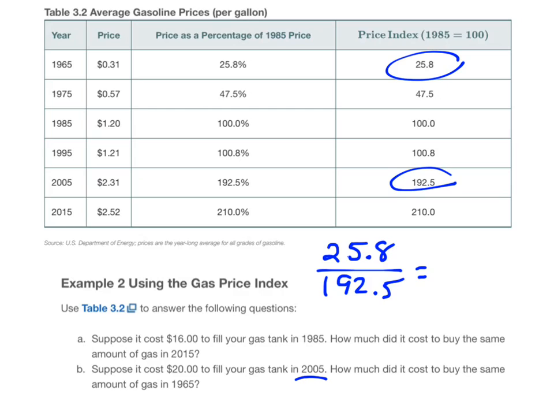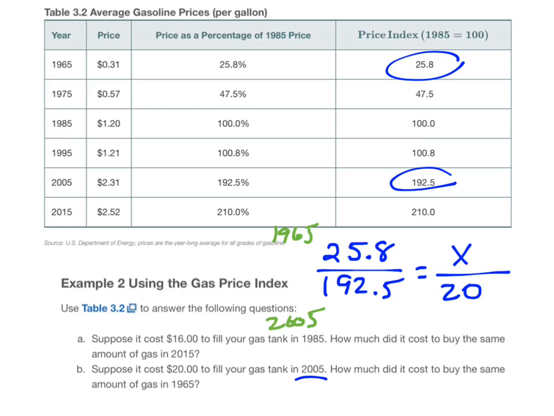I'm actually going to write the years next to these just so I don't make the same mistake again. So 25.8, that's 1965, and 192.5, that's 2005. Then on the right, let's write the prices and compare those. It cost $20 to fill the gas tank in 2005, and then it's unknown how much it cost in 1965. You can use an X here if you like with variables.